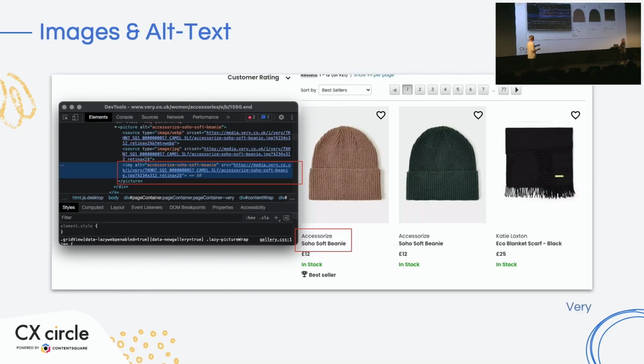Okay, so we've got the alt text as well. This is from Very with Sue. You can see here the image alt, accessorized Soho soft beanie, and you can see that it's right there. So when we go through with that voiceover, it's going to read that out. Many, many websites do not include the alt text. So when it goes through, a lot of the time it reads out "image", and it's just horrendous to listen to. And this is a great example of an informative one. We're seeing what brand it is and what it actually is. And this is where there are nuances between the different types of alt tags.